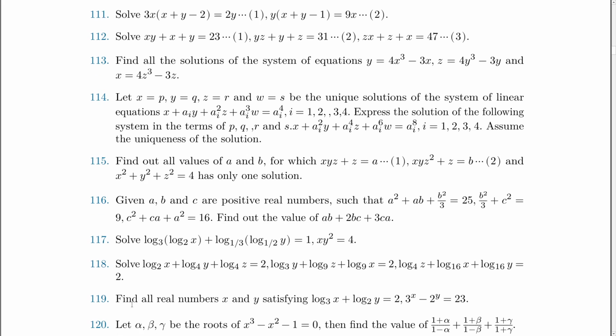Question 190 says: find all real numbers x and y that satisfy log of x with base 3 plus log of y with base 2 is equal to 2, and 3 to the power x minus 2 to the power y is equal to 23.